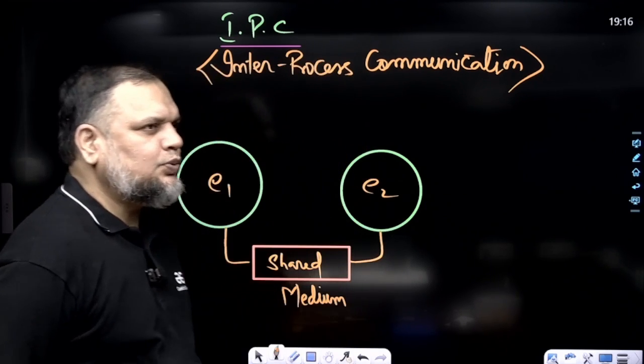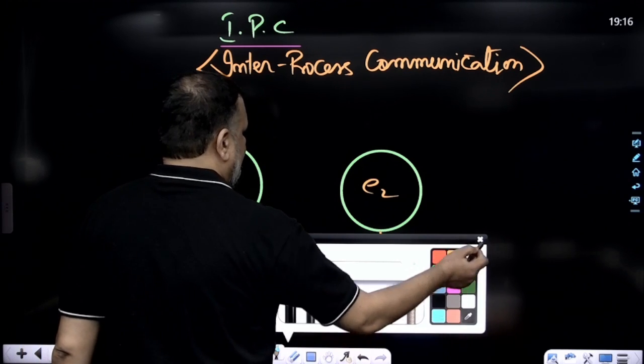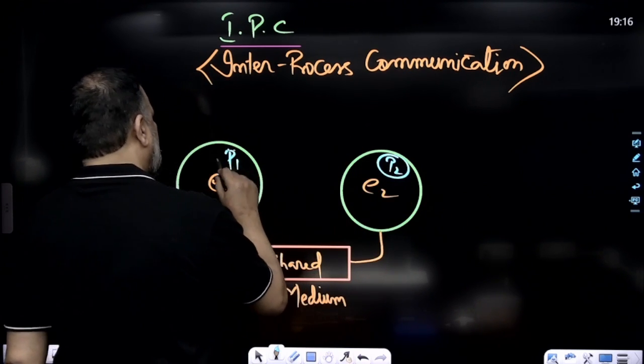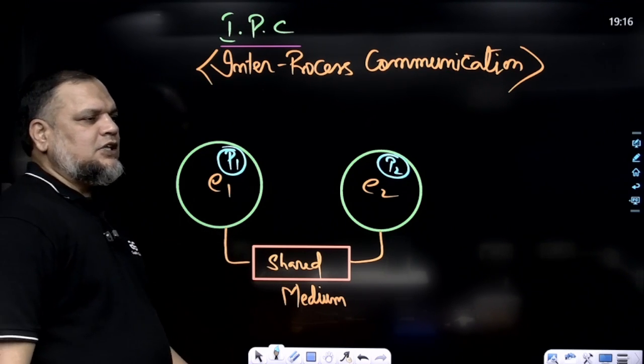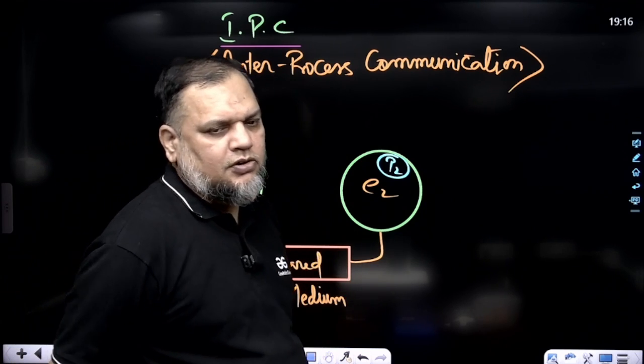In the same way, if these two entities are in the context of operating system as processes, imagine for example, this is process 1 and process 2. If they wish to communicate with each other, they also need a shared media. And this medium has to be outside the address space of the processes. It cannot be within the address space.